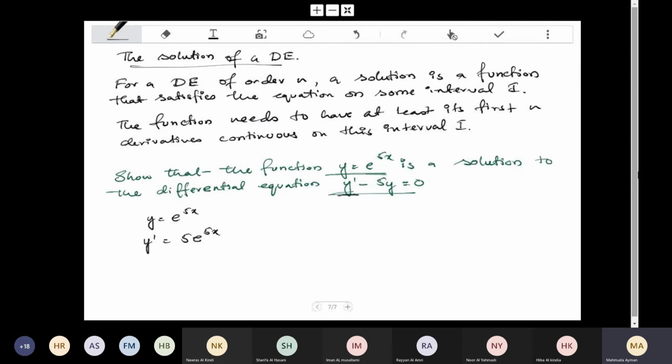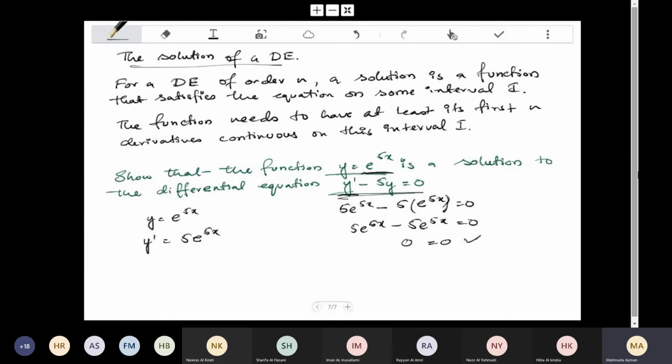And now if you insert it into this differential equation, we have y prime, which is 5 times e to the power 5x, minus 5 times y, which is e to the power 5x, is equal to 0. So you can see that 5 e to the power 5x minus 5 times e to the power 5x, they're the same. So subtracting them would give us 0 equal to 0, which is a true statement. So it is a true statement, therefore y is equal to e to the power 5x is a solution to this differential equation here, right?